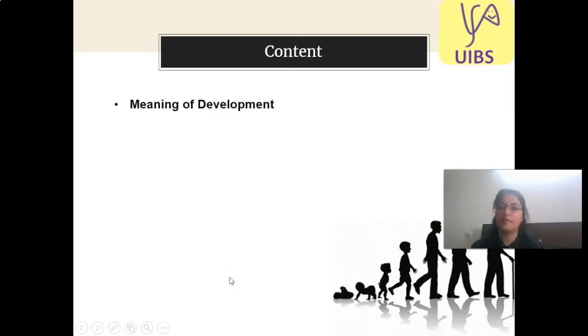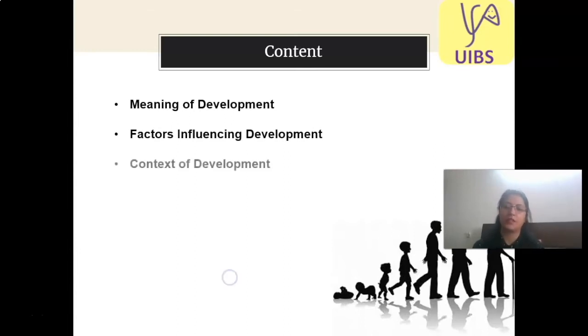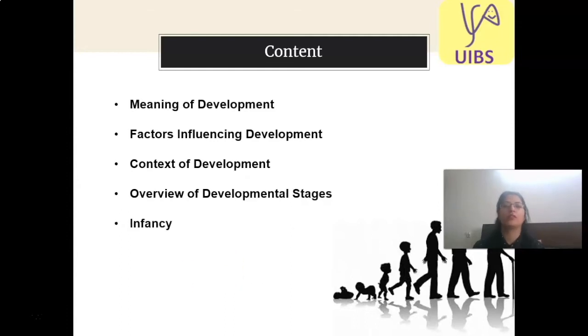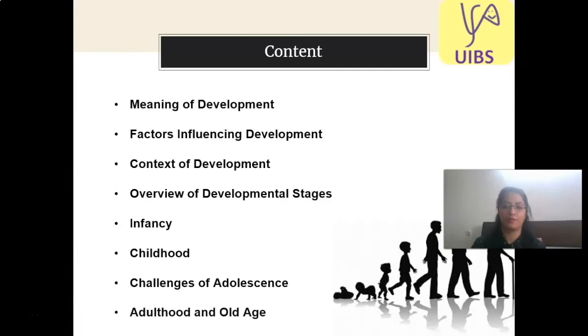So the various things that we are going to talk about are the meaning of development, how it progresses through different stages of life, what the different factors are that influence development, and the context in which these factors influence development, followed by the various developmental stages, beginning from infancy to childhood to adolescence, then adult age, and finally old age.